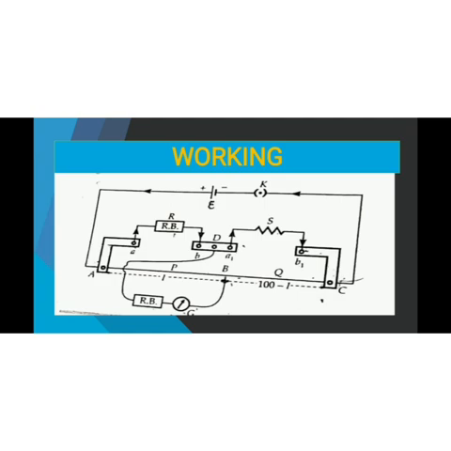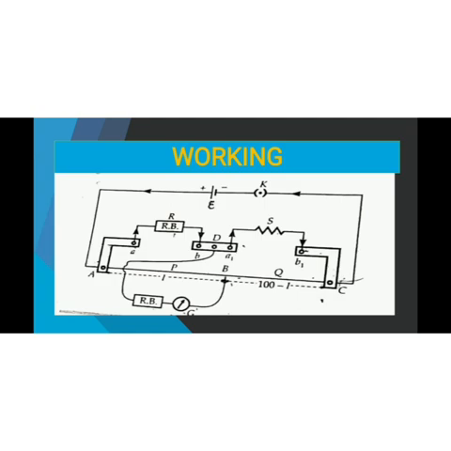Suppose it is L, then P equals sigma L, where sigma is the resistance per unit length. Similarly, Q equals sigma into 100 minus L. So what is the value of P? P equals sigma L and Q equals sigma into 100 minus L.